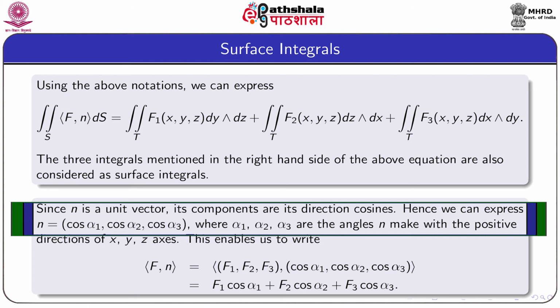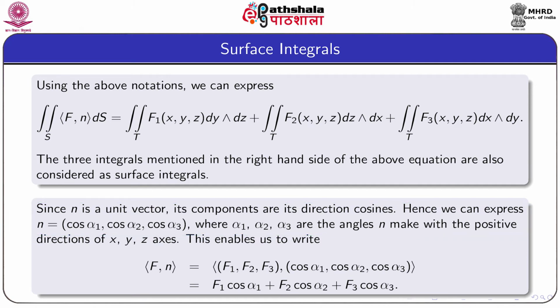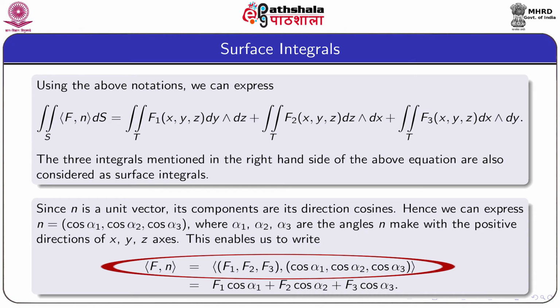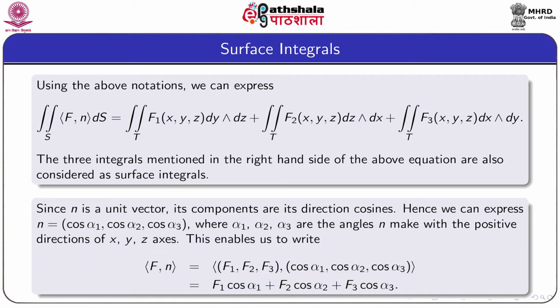Now, since small n is a unit vector, its components are its direction cosines. Obviously, we are mentioning here the components along the coordinate axes. Hence, we can express n equal to (cos α1, cos α2, cos α3), where α1, α2, α3 are the angles n makes with the positive directions of the x, y, z axes. This enables us to write the inner product F·n equal to the inner product of (f1, f2, f3) with (cos α1, cos α2, cos α3), and that equals f1 cos α1 plus f2 cos α2 plus f3 cos α3.